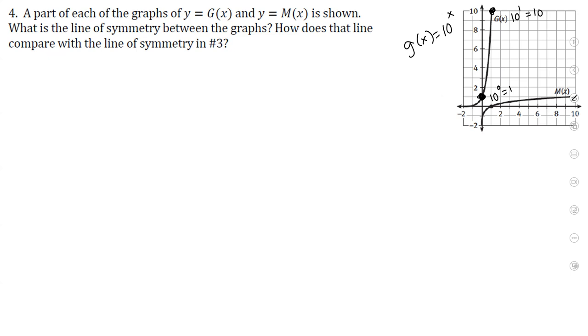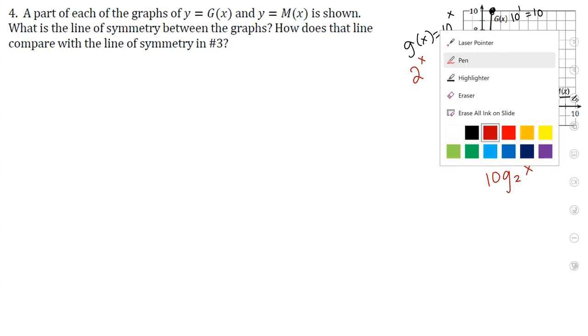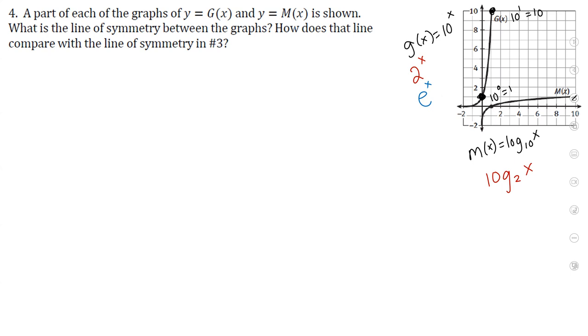The inverse of 10 to the power of x is log base 10 of x. These are inverses of each other. Okay? Now, similarly, if I have a graph or an equation that had 2 to the power of x, the inverse would be log base 2 of x. Okay? And if I had e to the power of x, the inverse of that would be log base e of x.